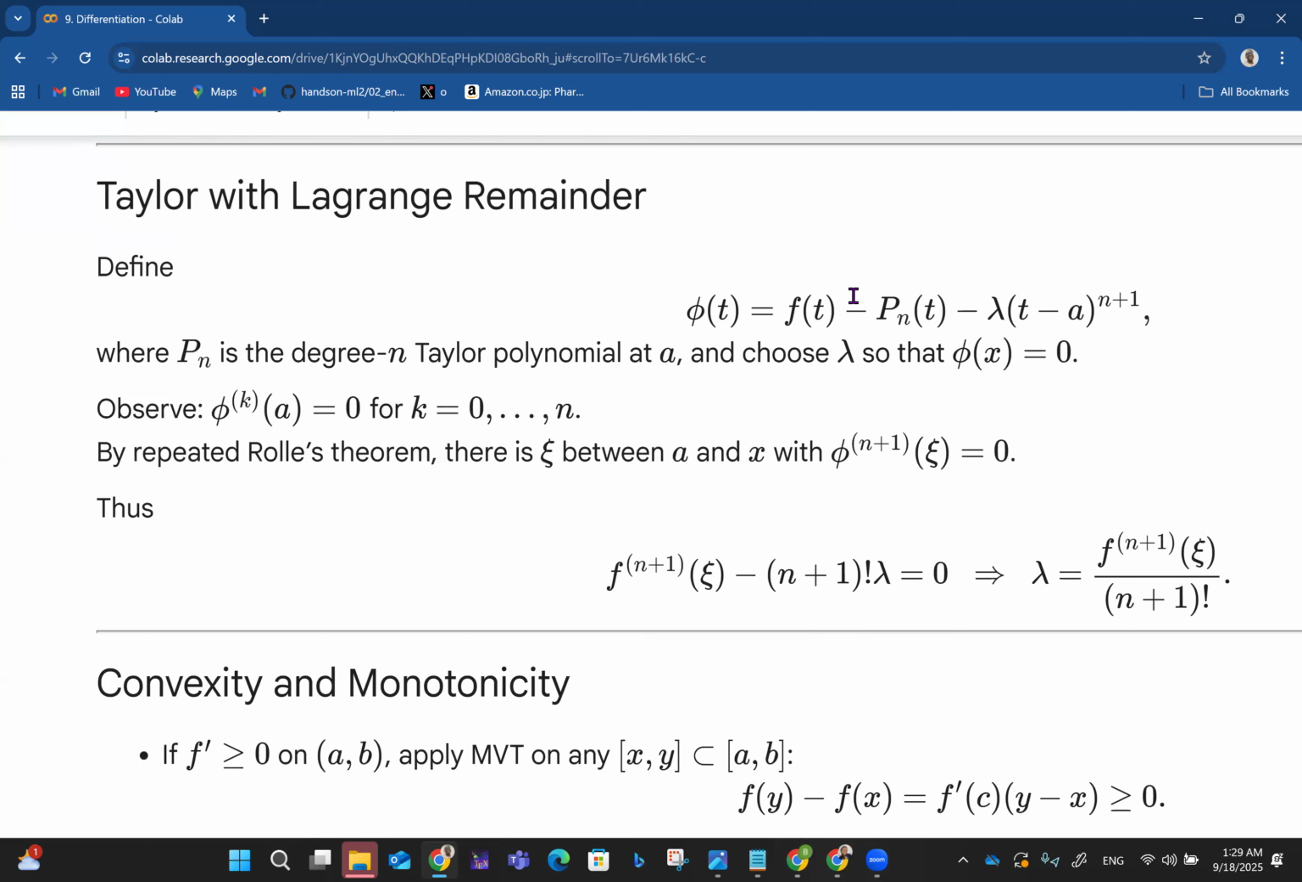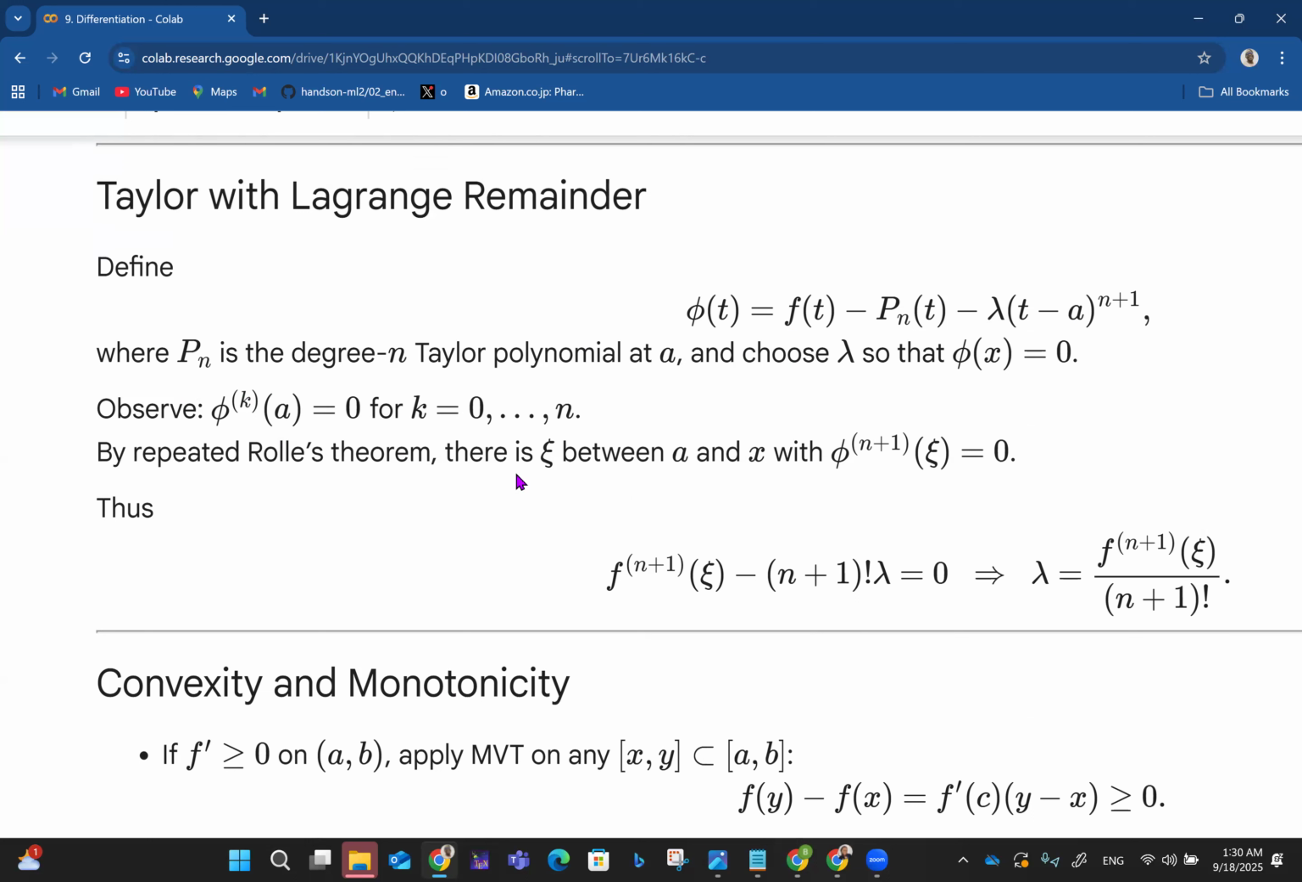So here we define phi(t) to be f(t) minus p_n(t) minus lambda times (t minus a) raised to n plus 1, where p_n is the degree n Taylor polynomial at a, and choose lambda so that phi(x) is equal to 0. Then we observe that the k-th derivative of phi at a is equal to 0 for k equals 0 up to n.